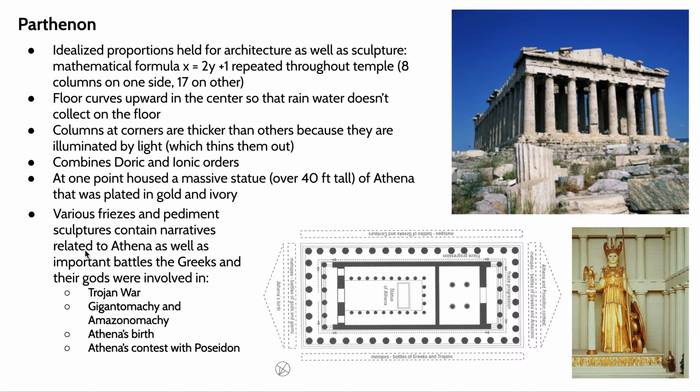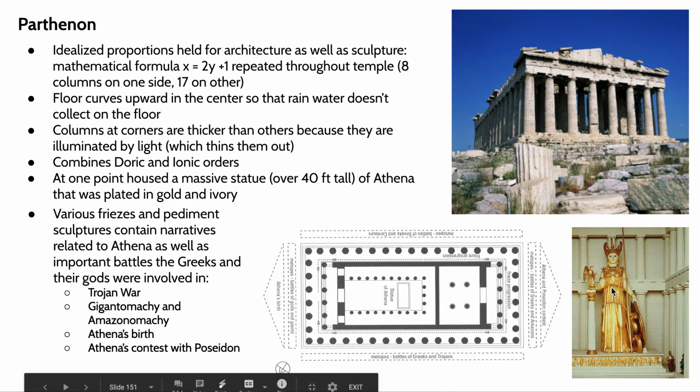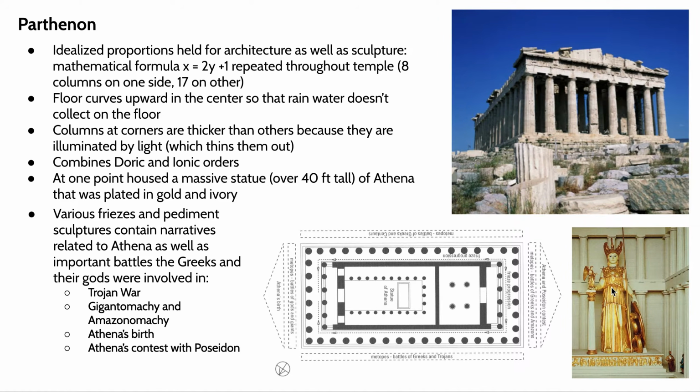And at one point, the Parthenon was said to house this massive statue of Athena that was about 40 feet tall and plated in gold and ivory. You can imagine that as ancient Greece was taken over by different civilizations over the centuries, they would have probably plundered the statue and melted down the gold and used the ivory for other things.